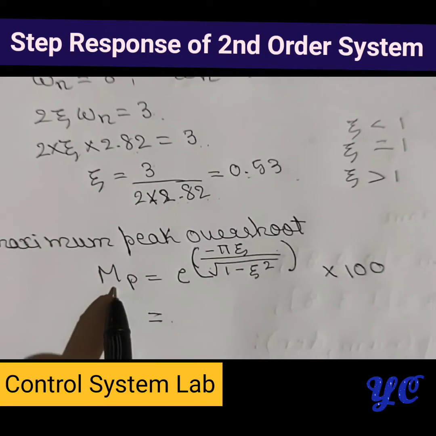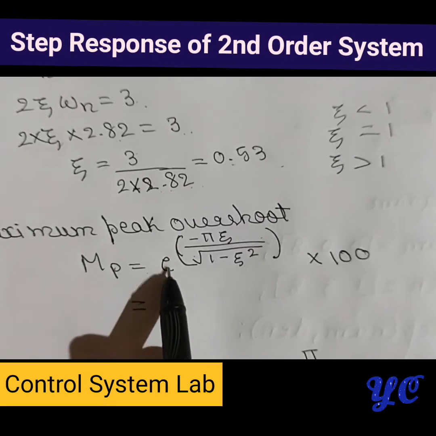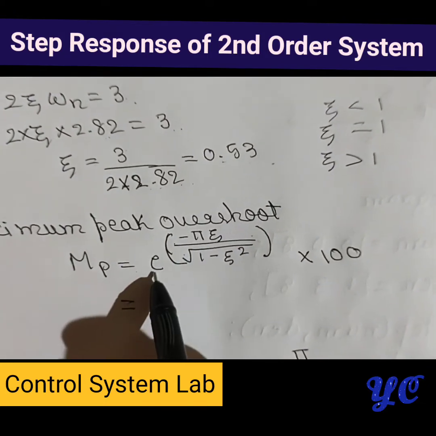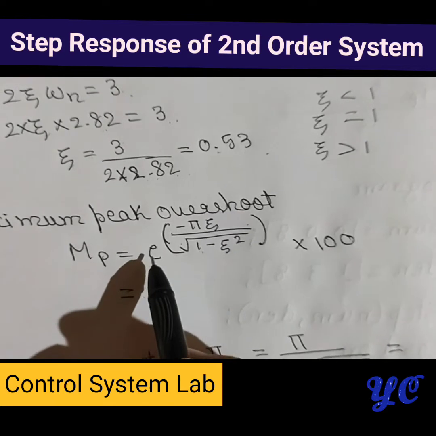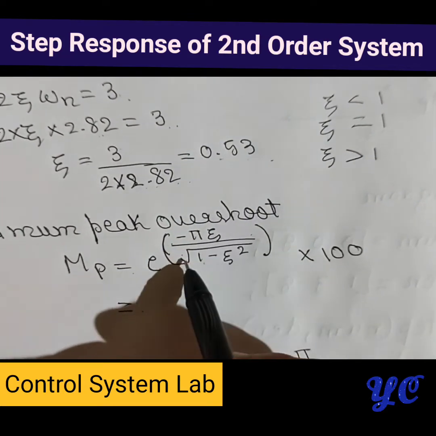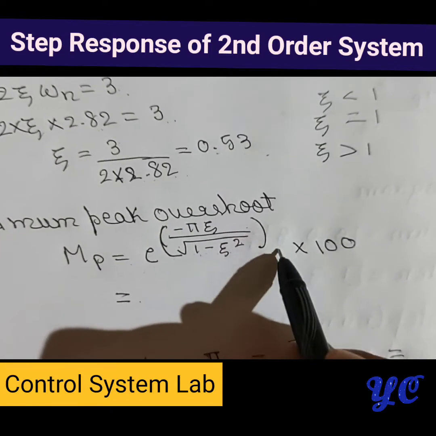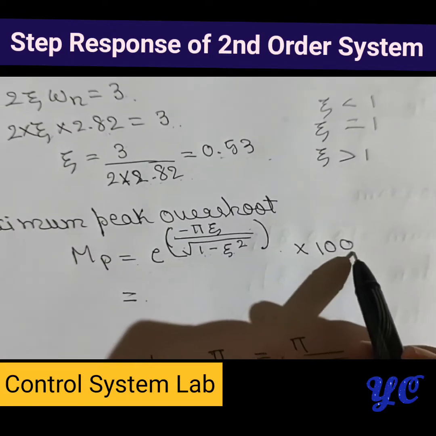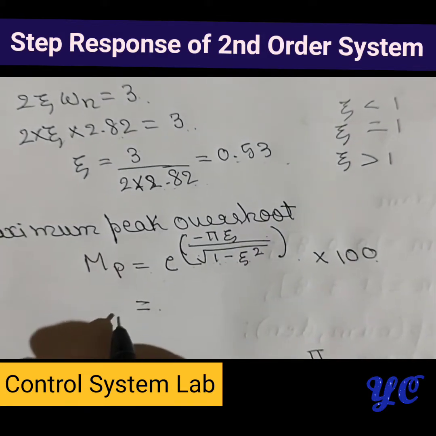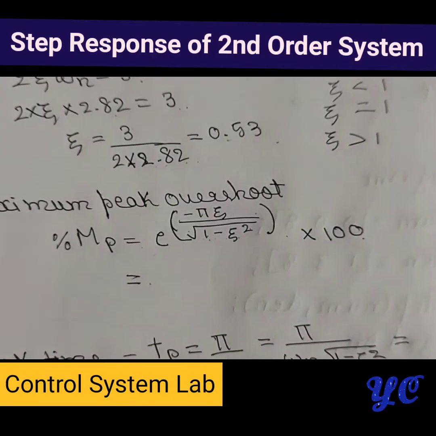What is the formula for peak overshoot? M suffix p equals e to the power of, okay, this is not e into, e to the power of minus pi zeta divided by square root of 1 minus zeta square, next into 100, if you want it in percentage.